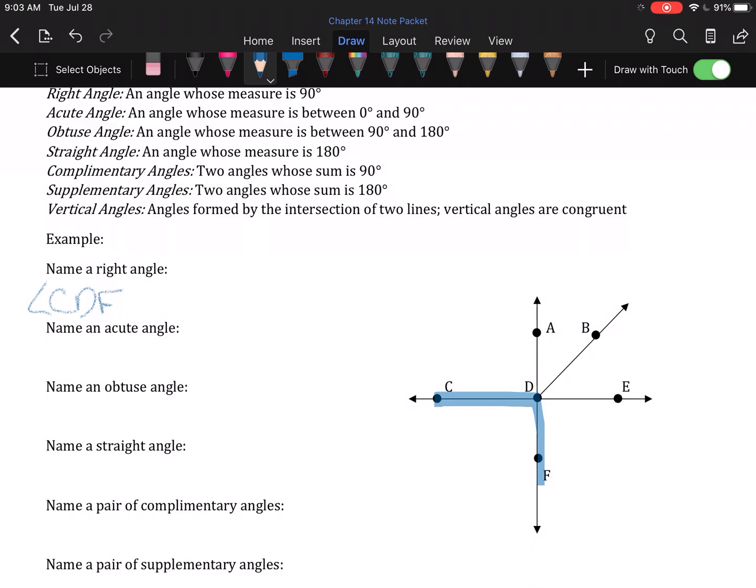CDF, because we can go from C to D to F. You could also do FDC for that angle. What you cannot do is any other combination of those letters, because C isn't connected to F. So you have to travel through D. And you're going to find, as we name all of our angles here, D will always be the middle letter because, well, we're always going to travel through D.